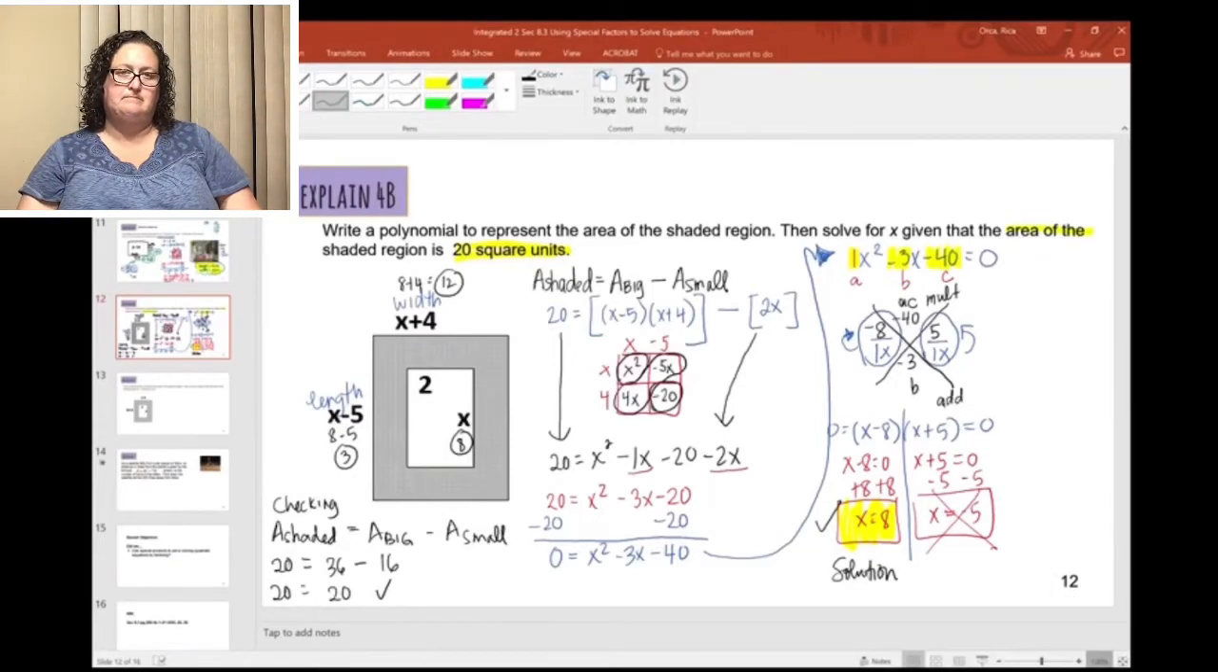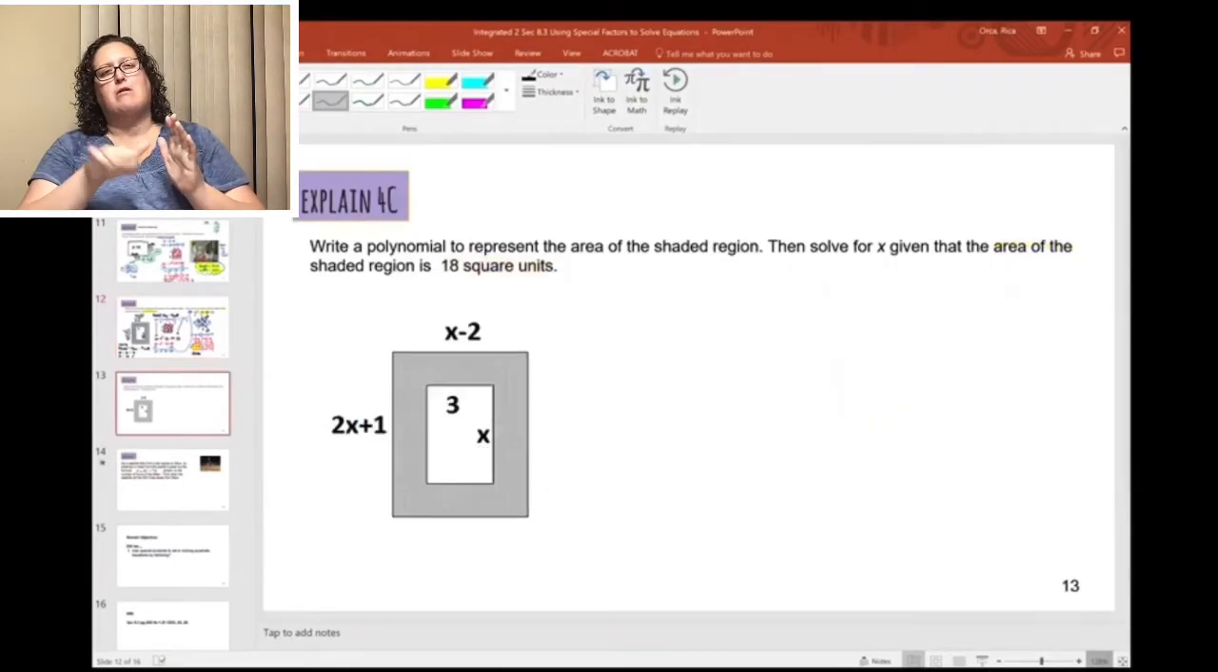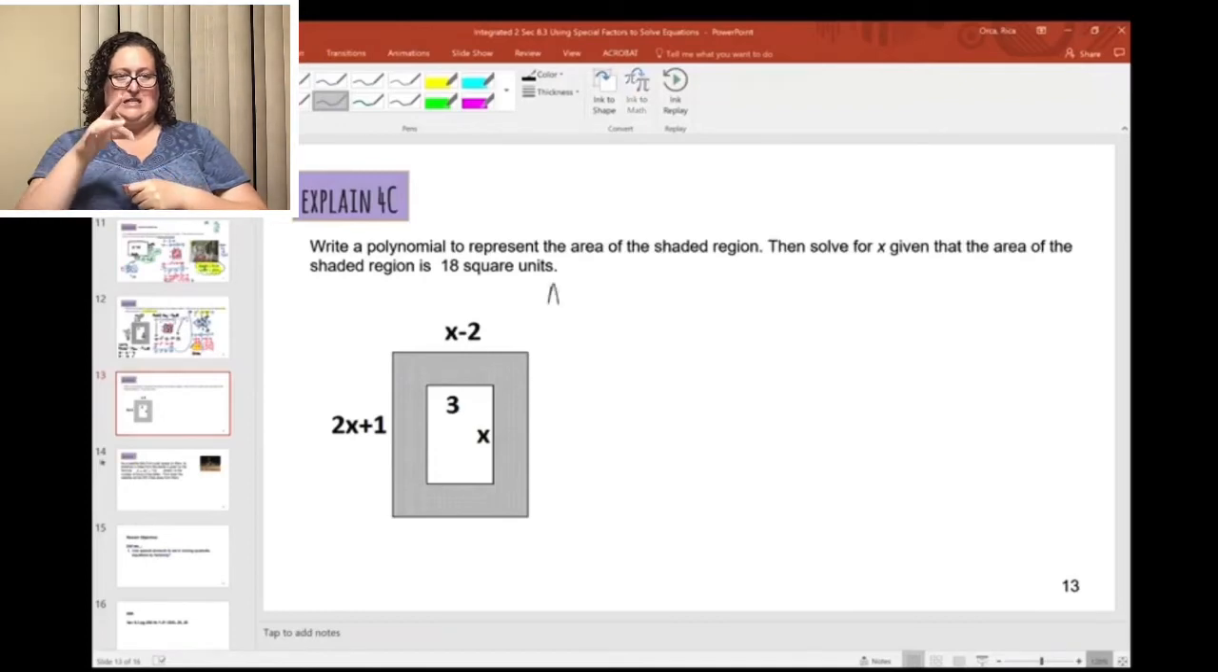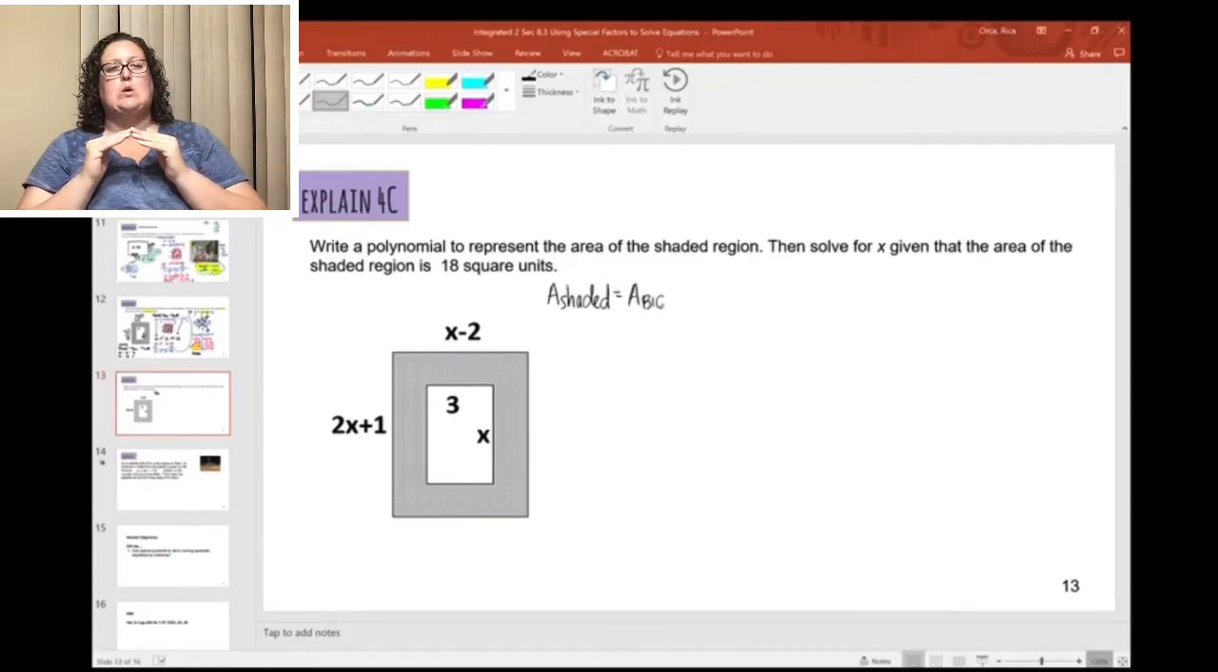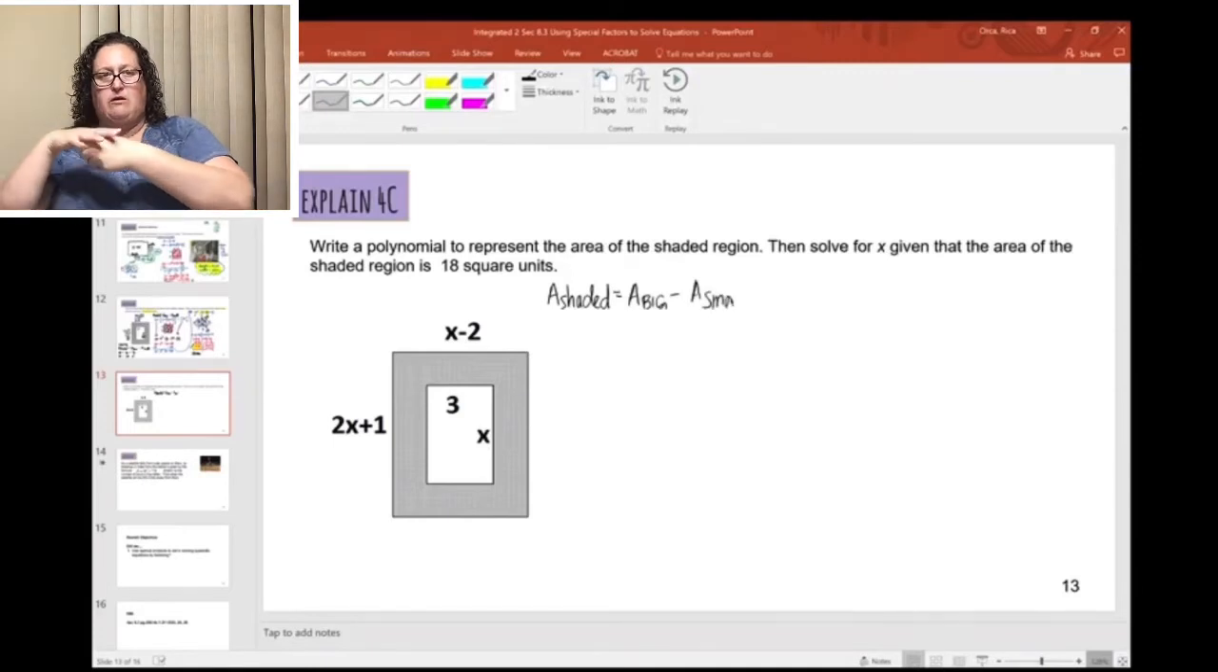So if you didn't get that the first time around, let's go ahead and look at another problem. Write a polynomial to represent the area of the shaded region. Then solve for x given that the area of the shaded region is 18 square units. So we know that the area of the shaded region is equal to the area of the big rectangle minus the area of the small rectangle. We're taking away the white rectangle.